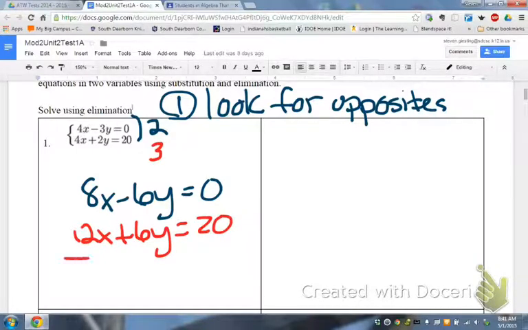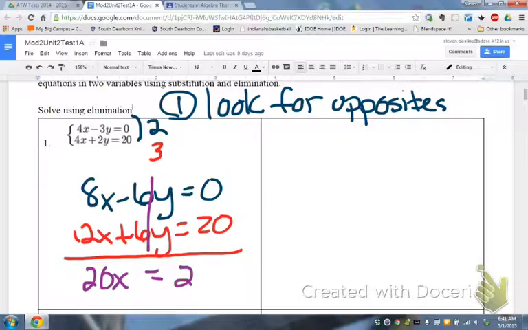And now that we have the opposites, remember our task is to add the equations together. 8 plus 12 makes it 20x. The y's cancel out. 0 plus 20, actually I made a mistake. 3 times 20, that should be 60 right there. So as we correct this, see, even I make mistakes. So 20x equals 60. And this we can divide by 20, and we find out that our first answer is that x equals 3.